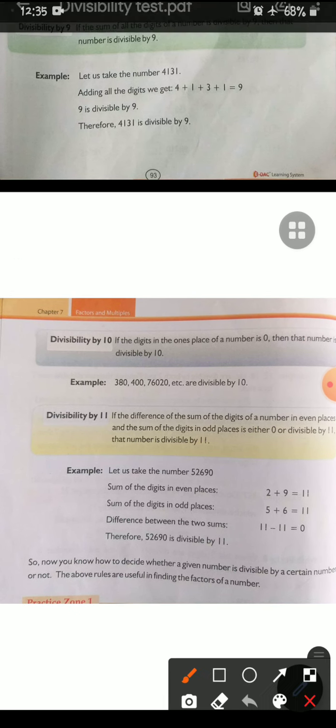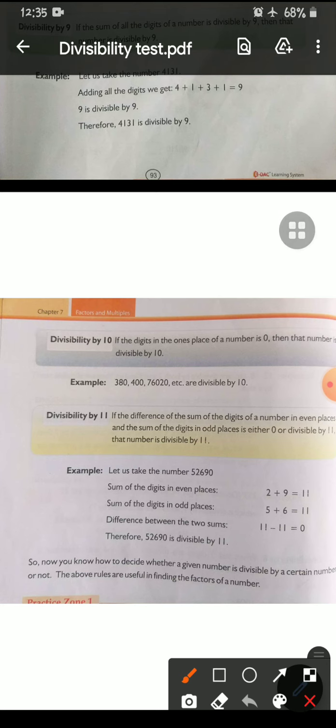At last, divisibility by 10. If the digit in the ones place of a number is 0, then the number is divisible by 10. If you have 0 at ones place, it means that number is divisible by 10. For example, 380, in this 0 is at ones place, it means 380 is divisible by 10.